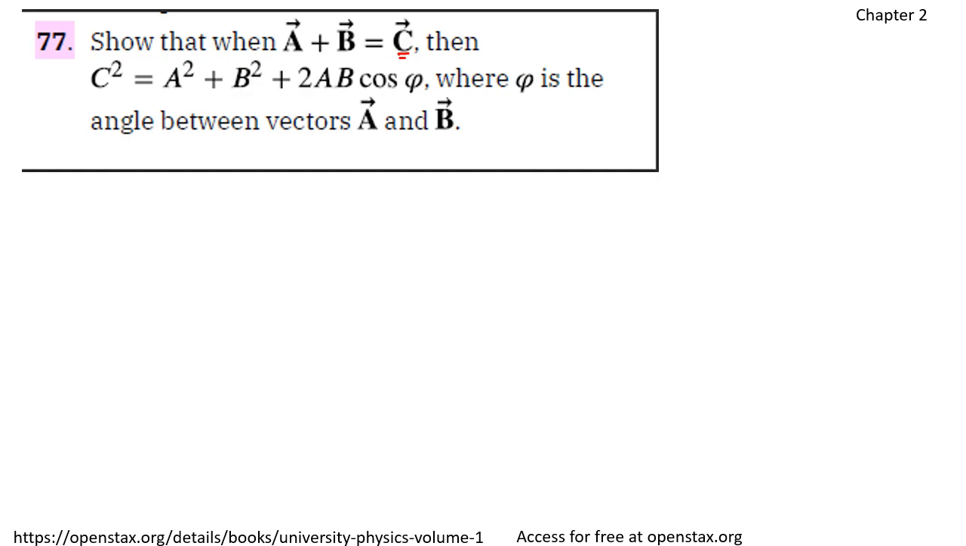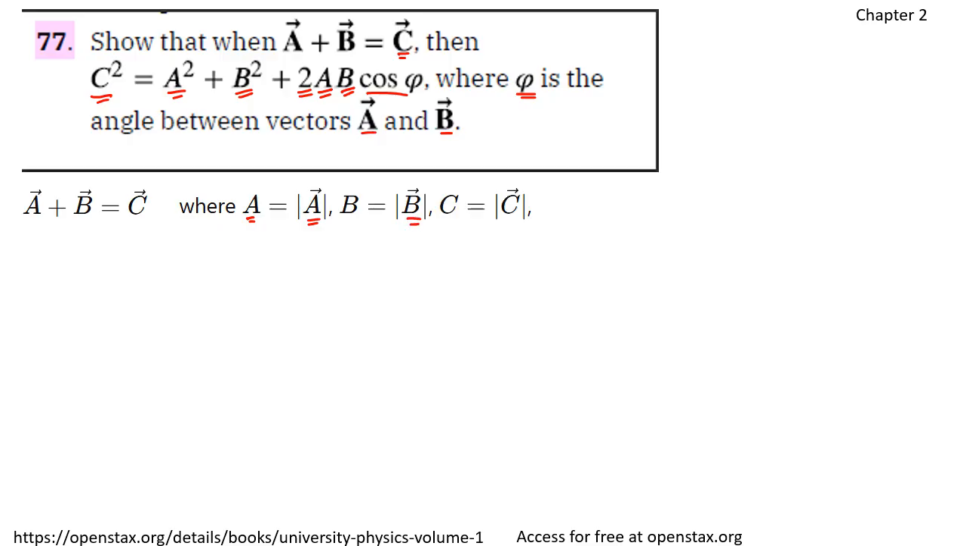Then C squared, the magnitude of C squared, should be equal to the square of the magnitude of A plus the square of the magnitude of B plus 2 multiplied by the magnitude of A, the magnitude of B, cosine phi, where phi is the angle between vectors A and B. Here A is the magnitude of vector A, B is the magnitude of vector B, and C is the magnitude of vector C.